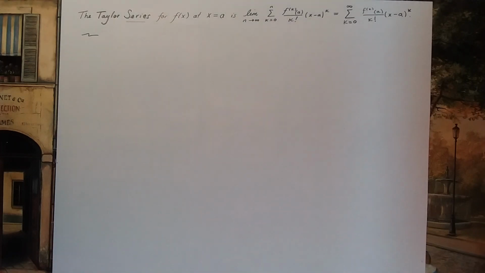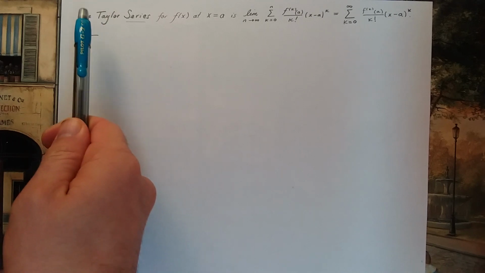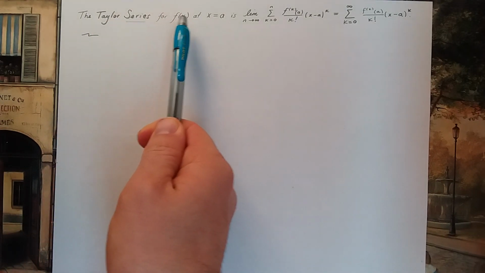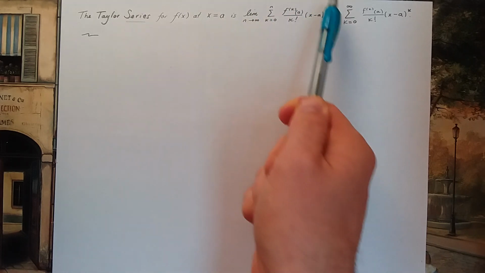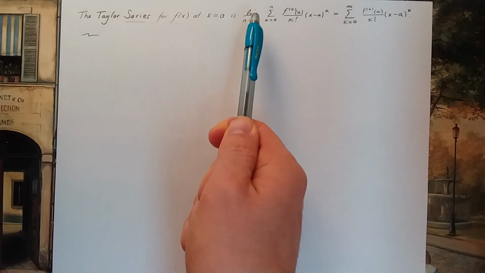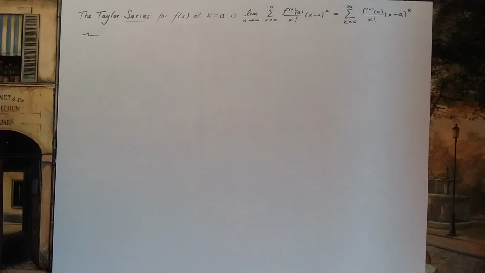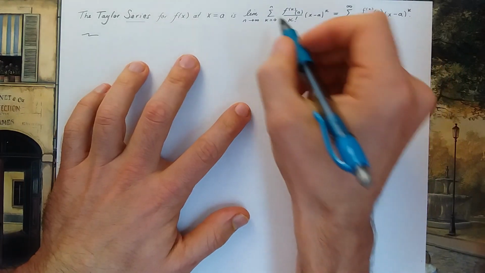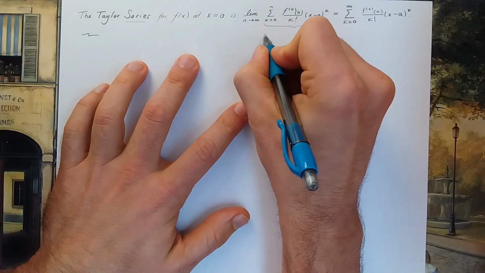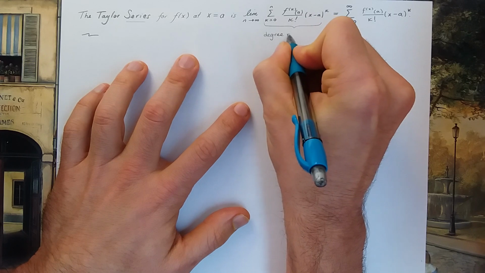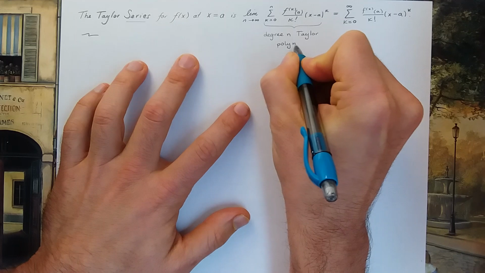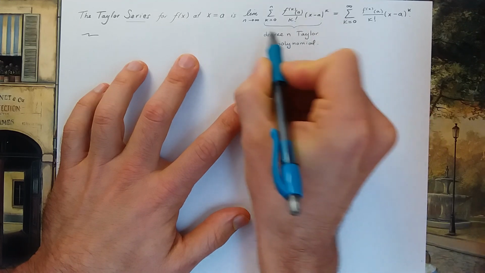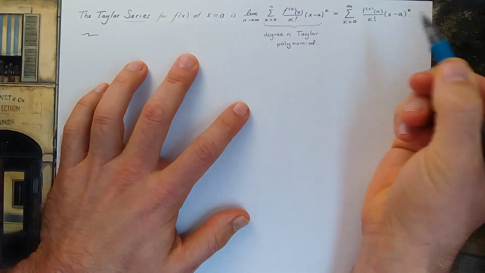So now that we've seen Taylor polynomials, we can go even further to Taylor series. A Taylor series for a function at a value a is the limit of the degree n Taylor polynomial as the degree gets bigger and bigger and bigger. So just to remind you, this right here is the degree n Taylor polynomial. So I'm taking the limit as the degree gets bigger and bigger and bigger.